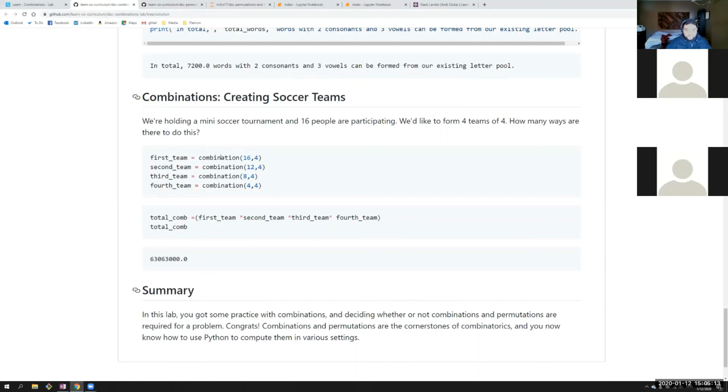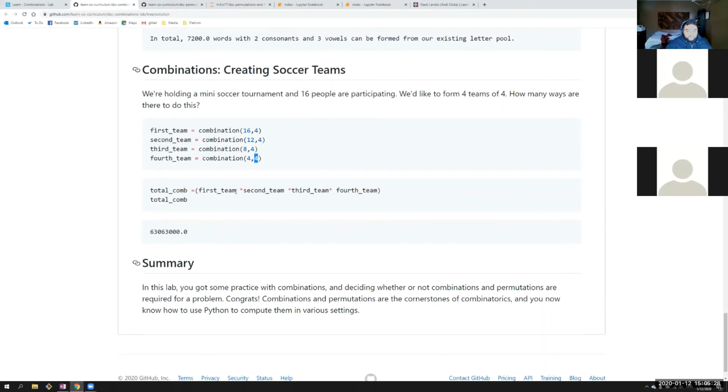So first they're pulling 4 people from 16, which leaves them with 12, and they have to pull 4 more. That leaves them with 8. They have to pull 4 out of that. They have 4 left, and they have to pull 4 out of that. And then they just multiply all of them, and that gives you your total possible combinations. Pretty straightforward, right?